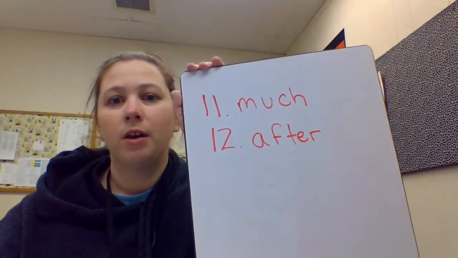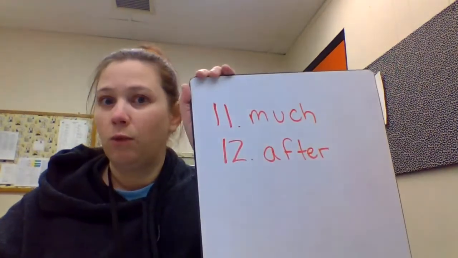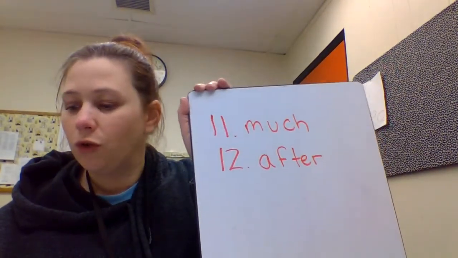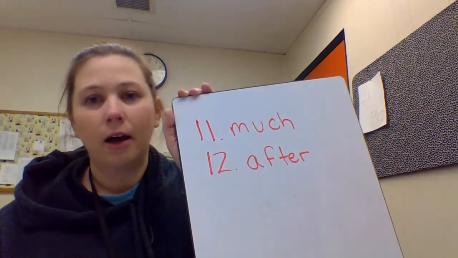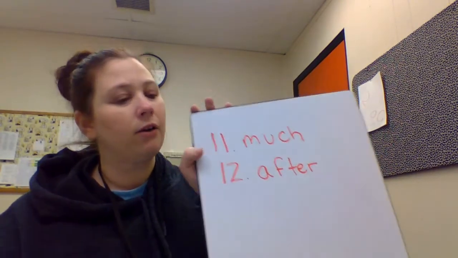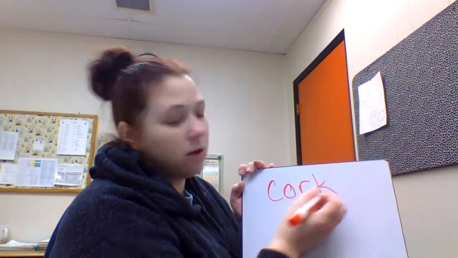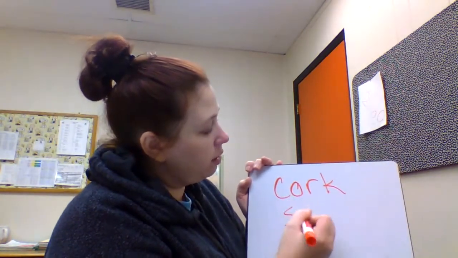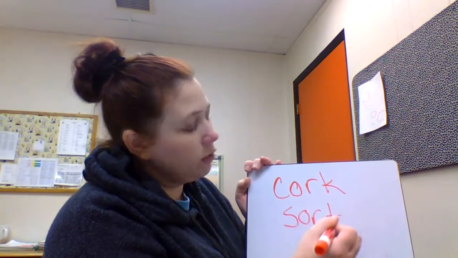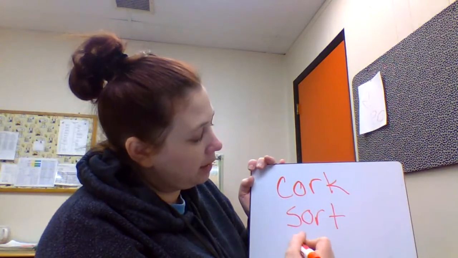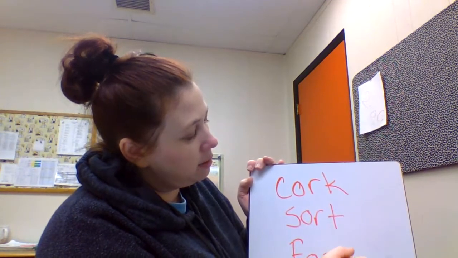All right. Make sure you have those 2 written down before we move on to our next digraph that we're learning. Or it's not digraph, sorry. It's a combination. So let's look at some words. We have cork, sort, and forget.